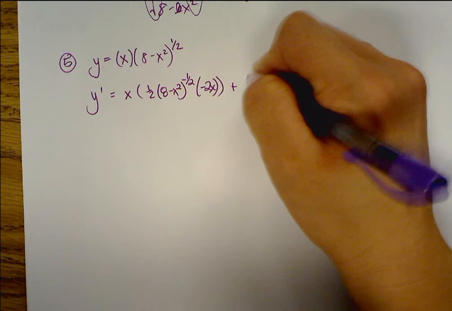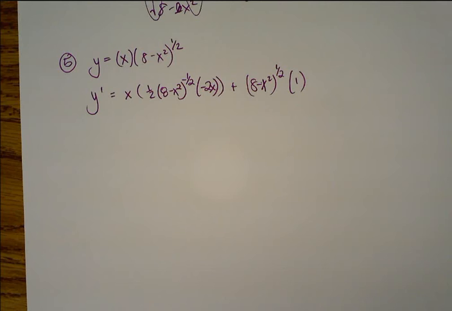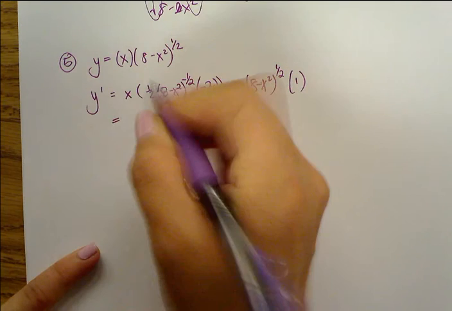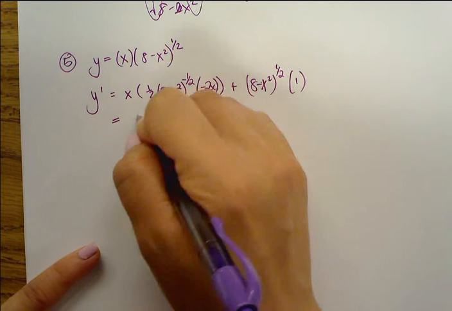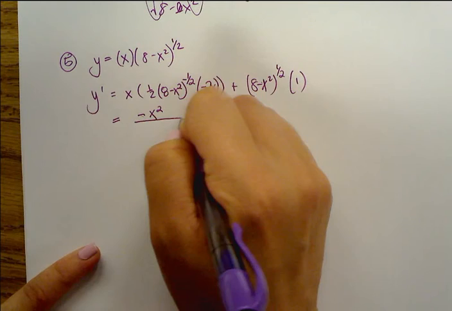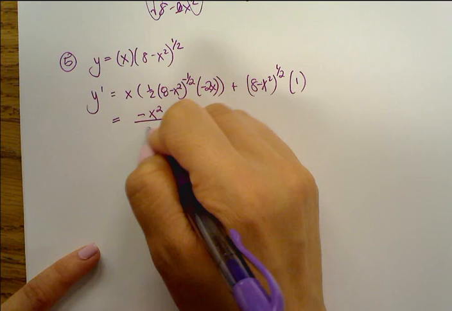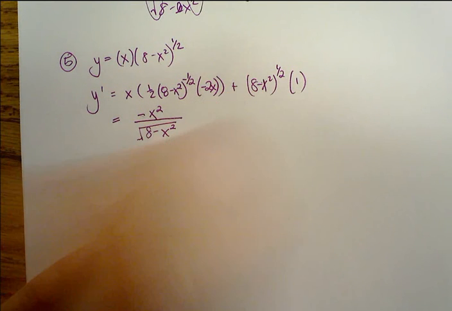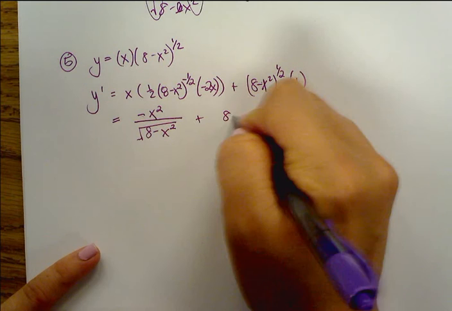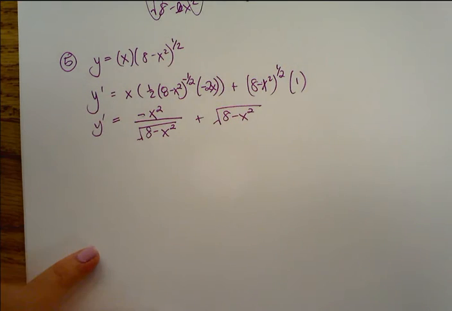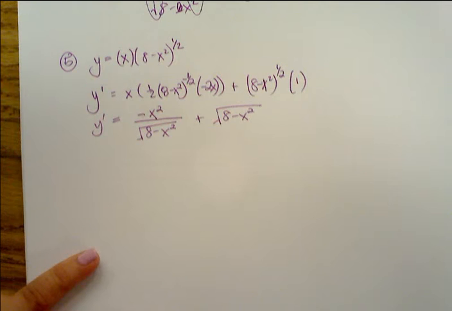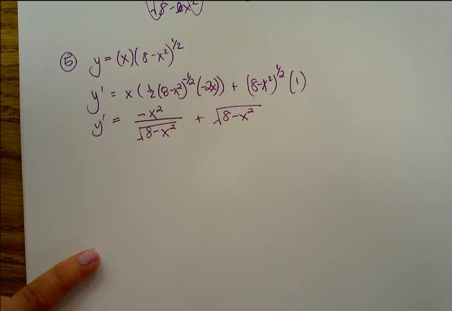d1. Okay? So just that looks pretty monstrous. So negative 2 times 1/2 is negative 1, and then we have negative x squared over the square root of 8 minus x squared, plus the square root of 8 minus x squared. We want to know when that equals 0 or does not exist.